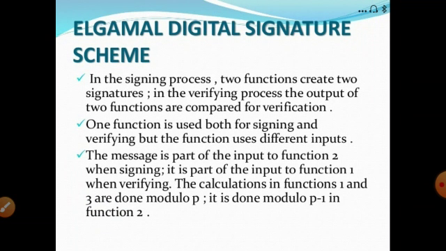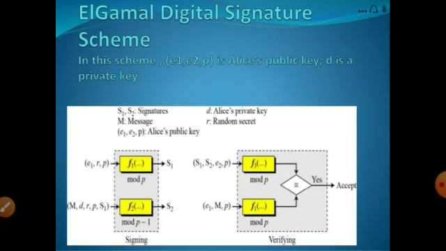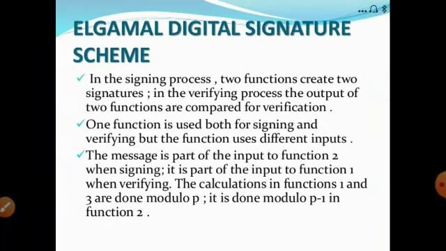When signing, the message M is an input part to the F2 function, and in the verification, M is an input part to the function F1. The message is part of the input to function 2 when signing, and part of the input to function F1 when verifying. The calculations in function 1 and function 3 are done mod p, and in function 2 it is done mod p minus 1.